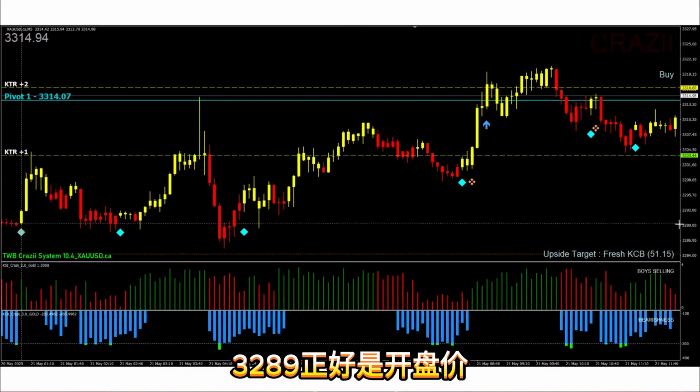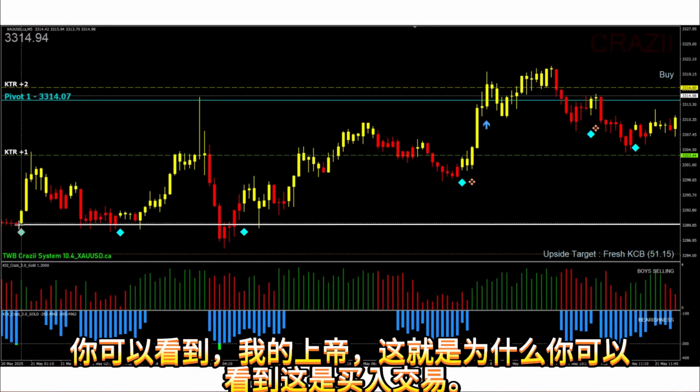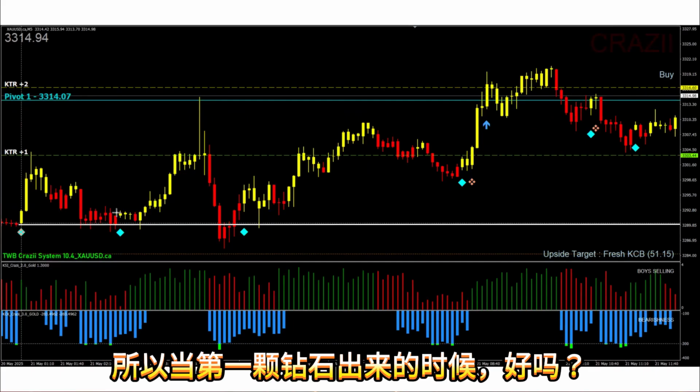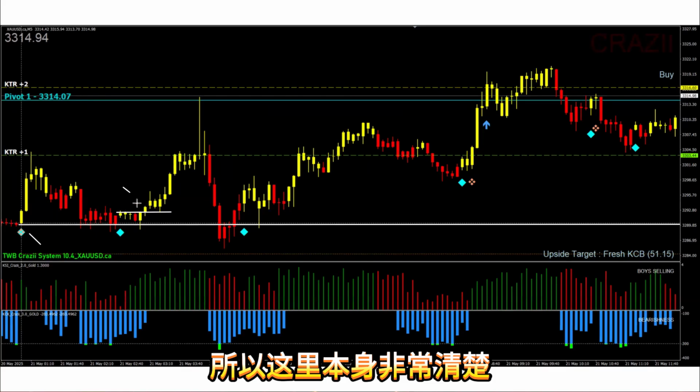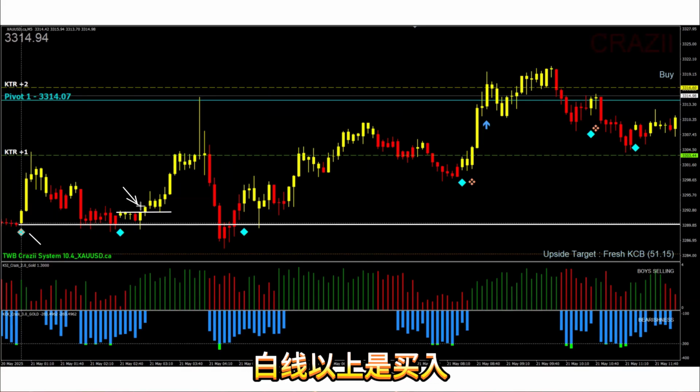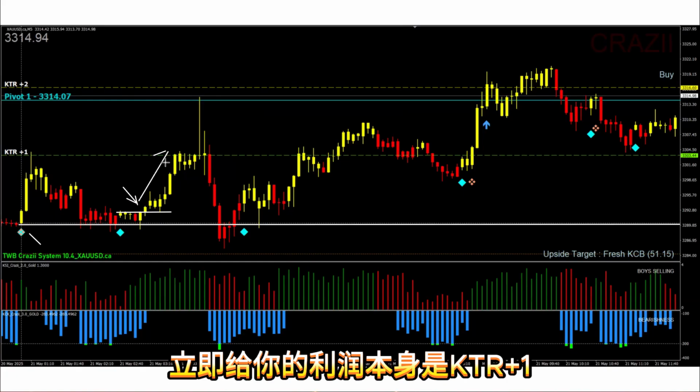32.89 is exactly the opening price. And you look at the line across it, you can see, my God, that's why it's a buy. So when the first diamond comes out here, okay, why not put it at this one? It's too early, yeah? So here it saw very clearly, once the market breaks above OP and above the white line, it is a buy. And instantly the profit given to you is KTR plus 1.